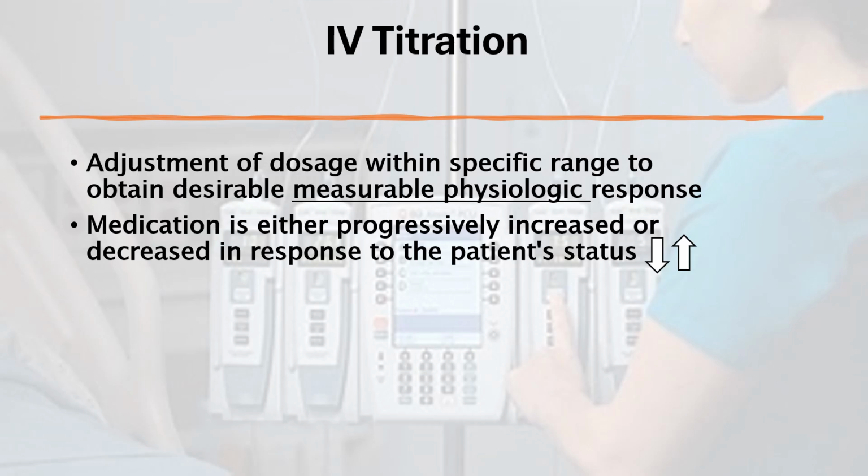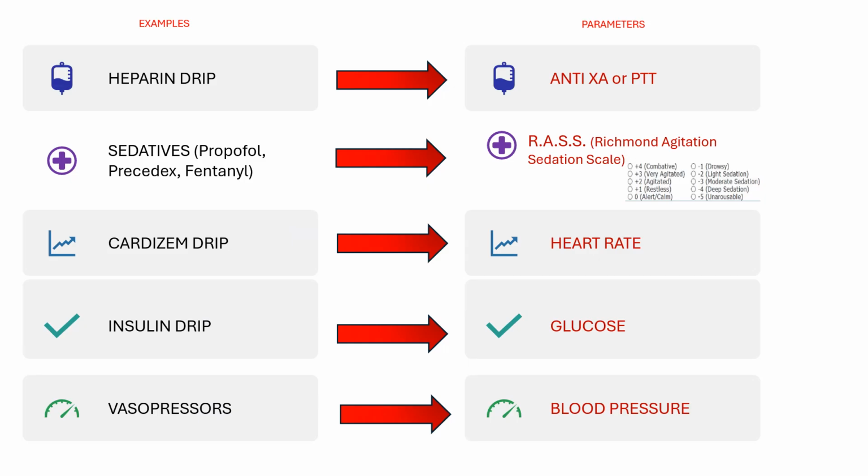IV titratable medications are a list of medications where we increase or decrease the dosage within a specific range to obtain a desirable measurable response, checking the patient's status using different types of parameters. Here are some examples.